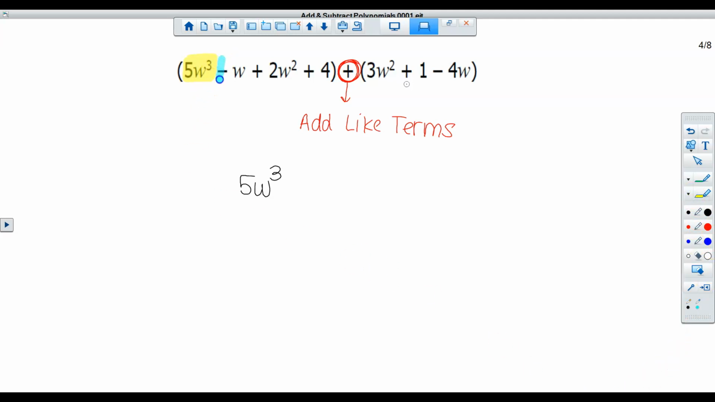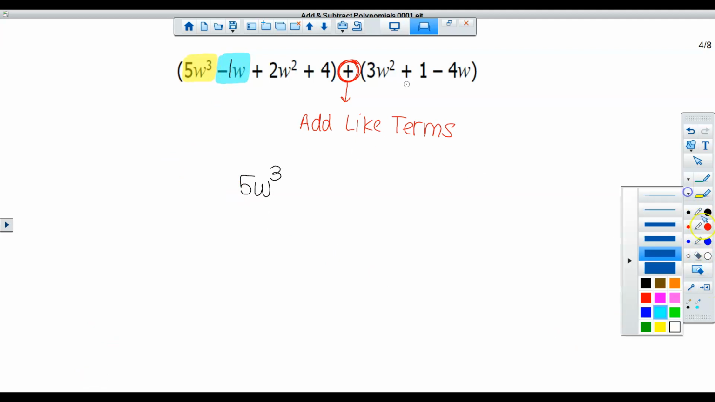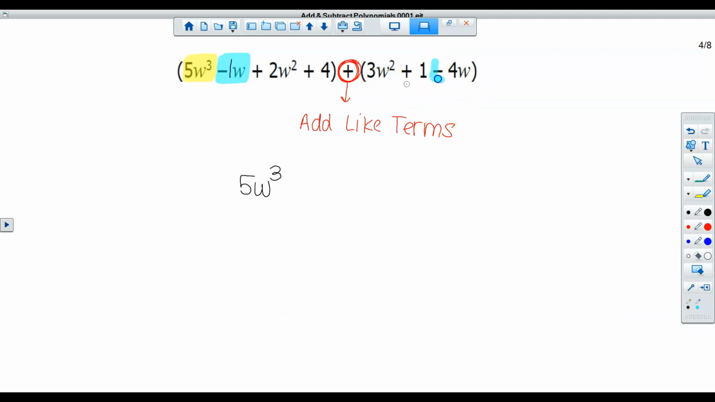The next term in polynomial number 1 is minus w. I know there's a 1 right there in front of that, so I'm going to go ahead and write it in. Now notice that that ends with w, just plain old w, so I need to look over here for something where the ending is just a w. And I see that right here with my negative 4w. So those two terms that I just highlighted are like terms, and I'm going to add them because that's what the sign in the middle says to do.